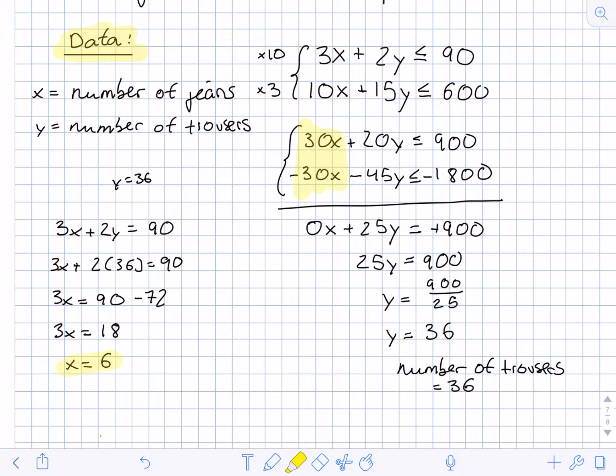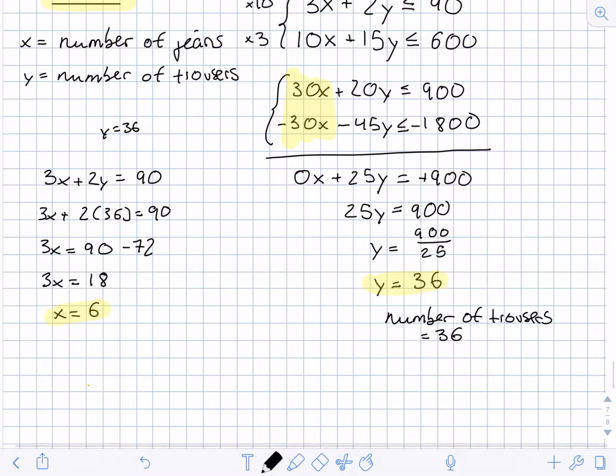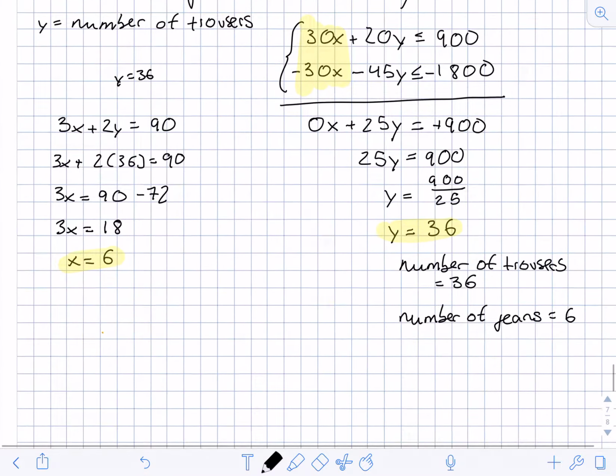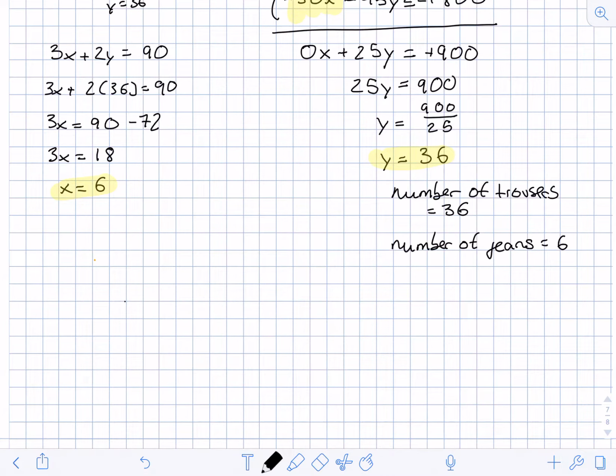So now we know that the number of trousers we can make is 36 and the number of jeans is going to be equal to 6. So to make sure this is the correct answer, we can double check it. How do we double check it? Okay, well, this is very simple.